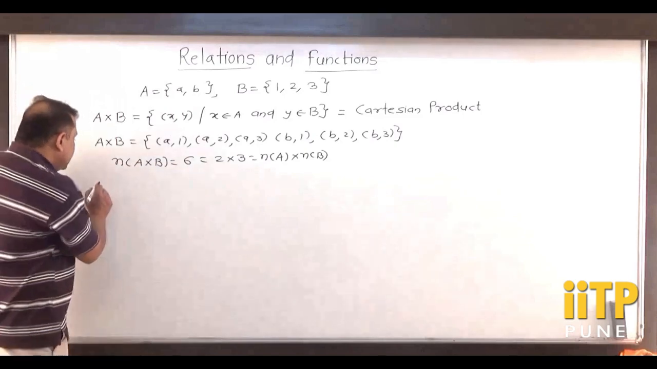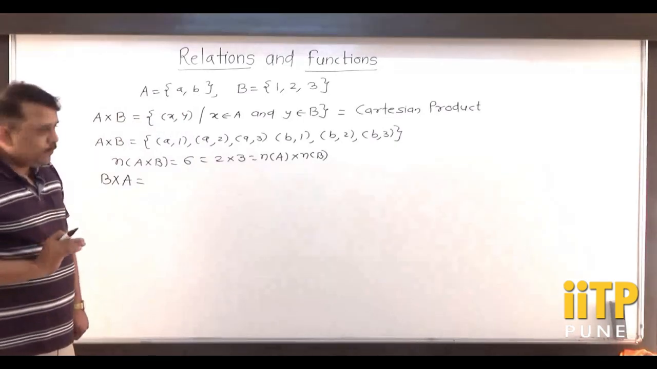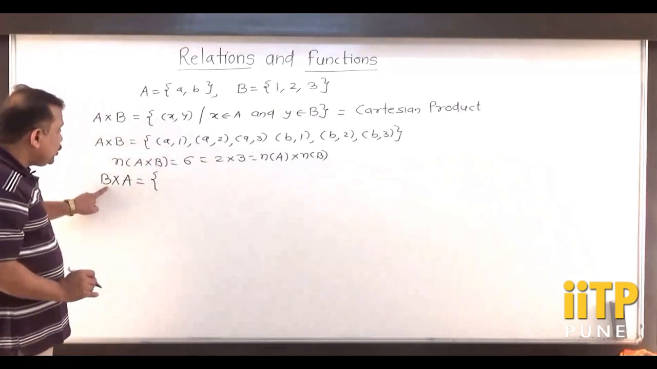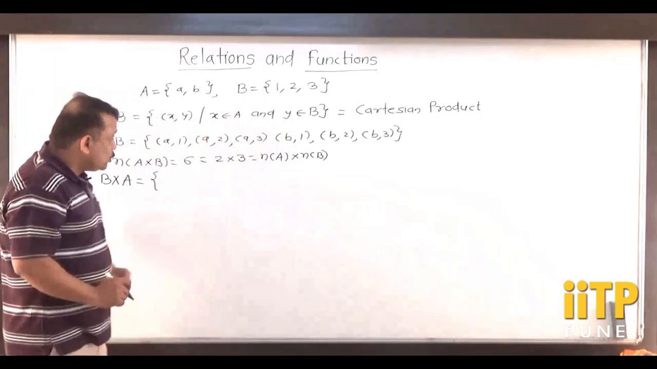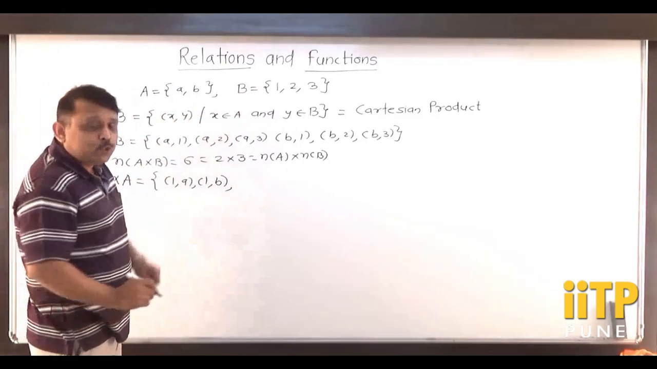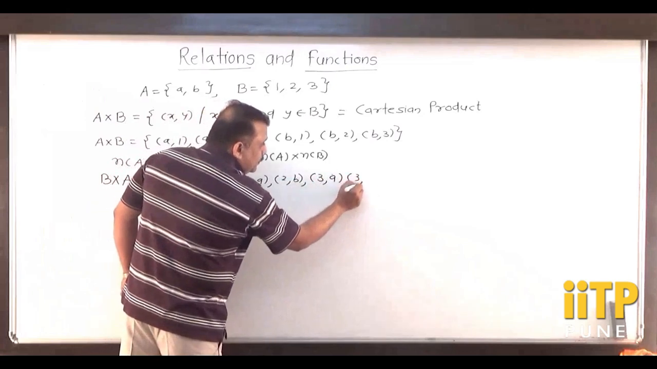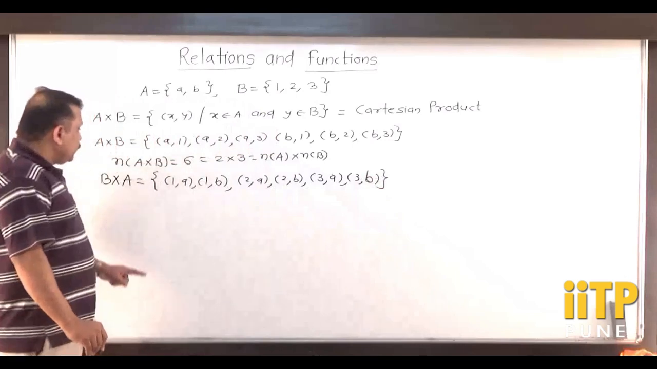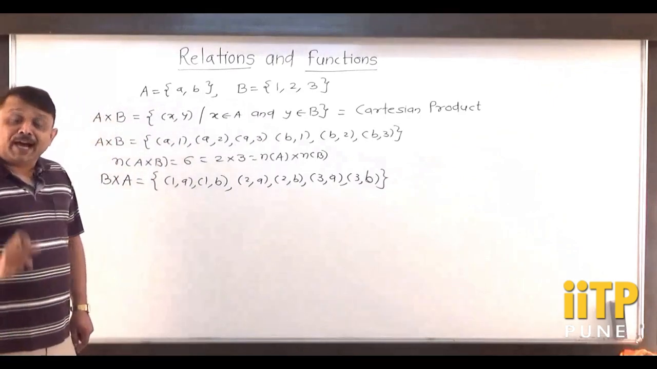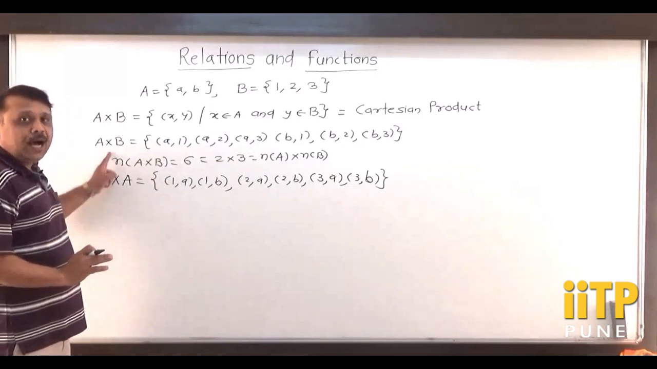Now can we say B cross A is the same as A cross B? The answer is no, because this pair is an ordered pair. So if I want to form B cross A, I should take in the first place elements of B only. So with 1 I can have (1,a) and (1,b). Similarly with 2 I will have (2,a), (2,b) and (3,a), (3,b). This way B cross A is formed. Because (a,1) is not equal to (1,a) unless a equals 1, these two elements are different. Hence these two sets are also different.